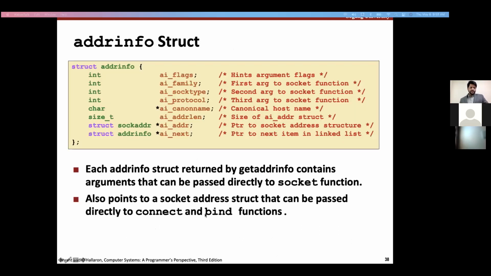So this is an address information structure. It has a lot of parameters, or which you can call the entries. Each address information structure returned by get address information contains the arguments that can be passed directly to a socket function, and it also points to a socket address structure that can be passed directly to connect and bind functions. So you have this specific socket address structure encapsulated in this address info, so you can even directly pass these socket addresses.